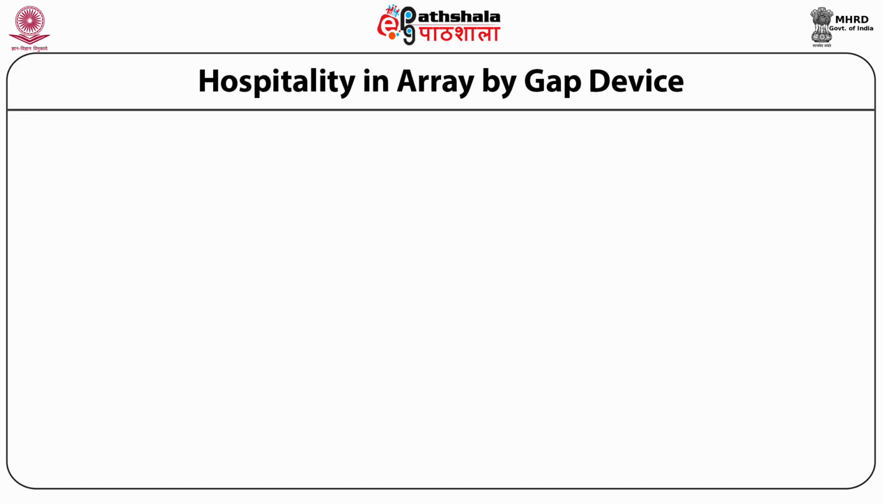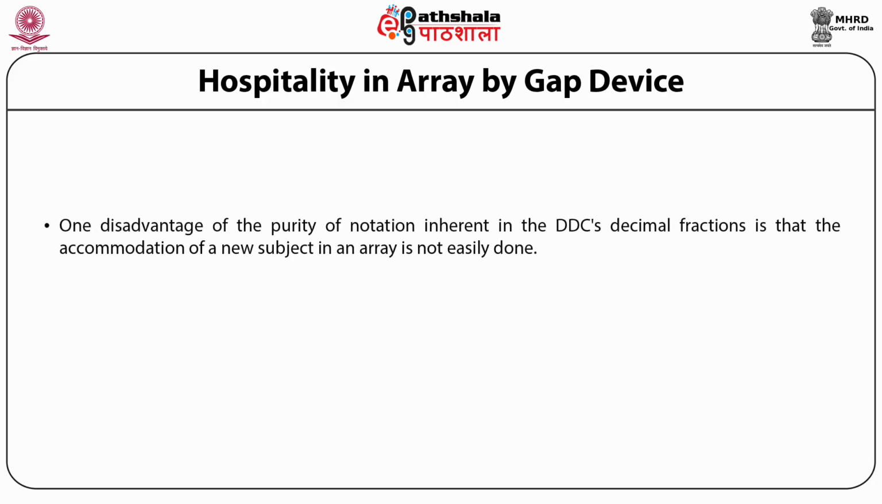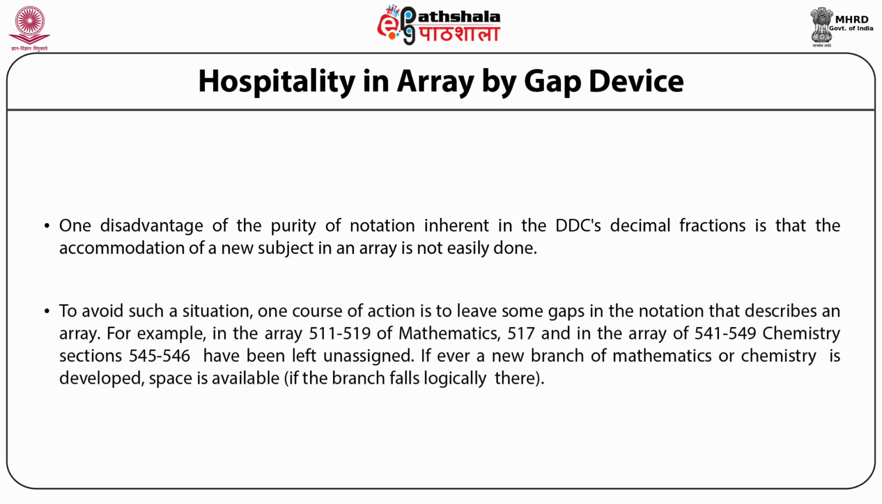Apart from this decimal or hierarchical notation, the gap device is a very potent device for hospitality of notation. It means you can keep gaps here and there to accommodate new future subjects. One disadvantage of the purity of notation inherent in the DDC's decimal notation is that the accommodation of a new subject in an array is not easily done. To avoid such a situation, one course of action is to leave some gaps in the notation that describes an array.